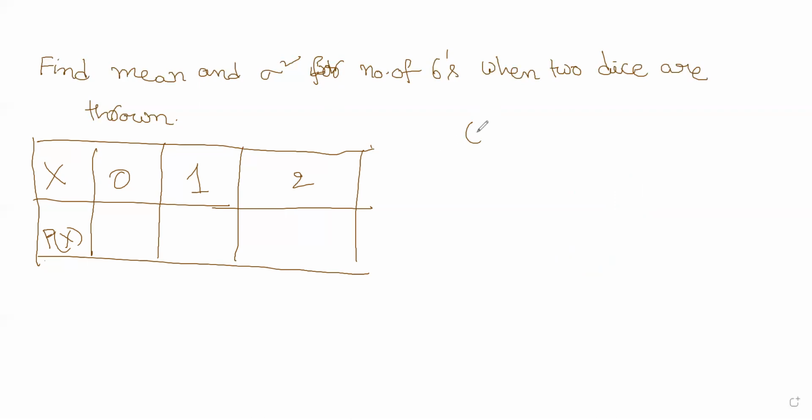You can get 1 and 2. You start with 1, 1. Then 2, 2, 3, 3, 4, 4, and 5, 5. Then 1 and 2, 2 and 1.